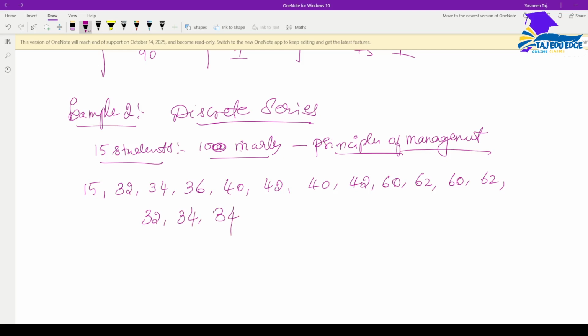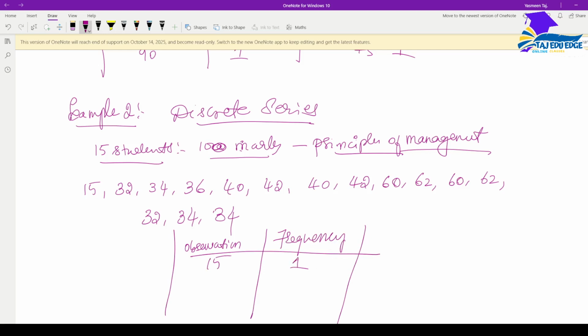So here you are observing that few numbers are repeated, right? That means the frequency of the observation of that particular number is higher. If I am putting this into a frequency table, how can I put it? Observation, frequency. So if the observation is 15, how many times is 15 repeated? Only one time. Frequency here means one time.